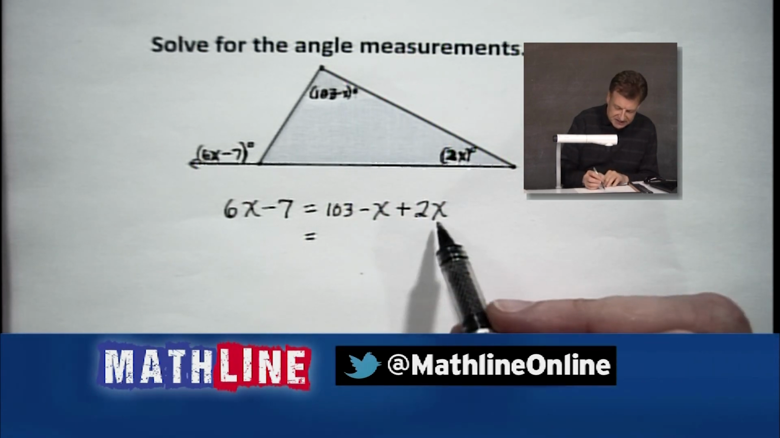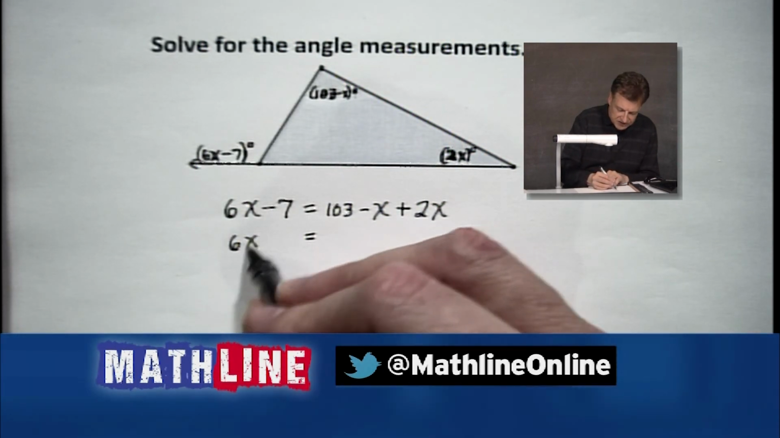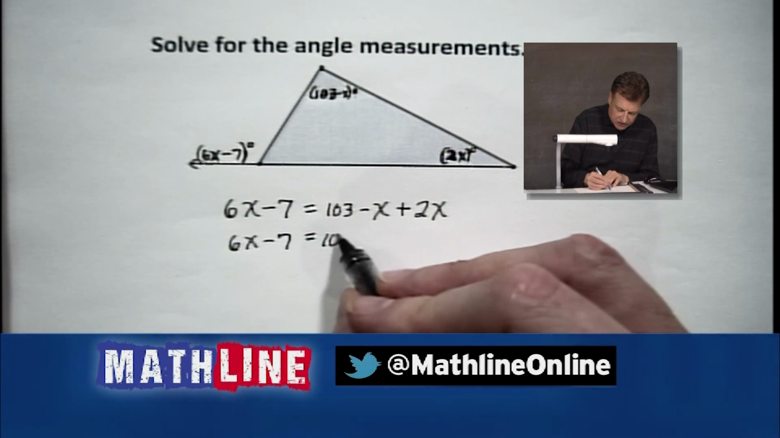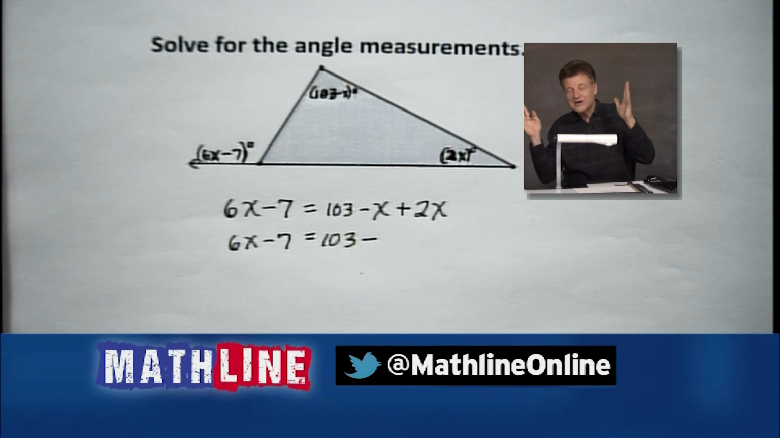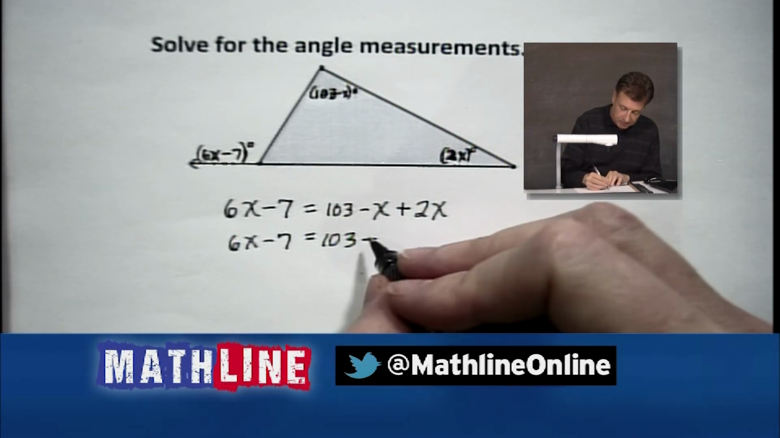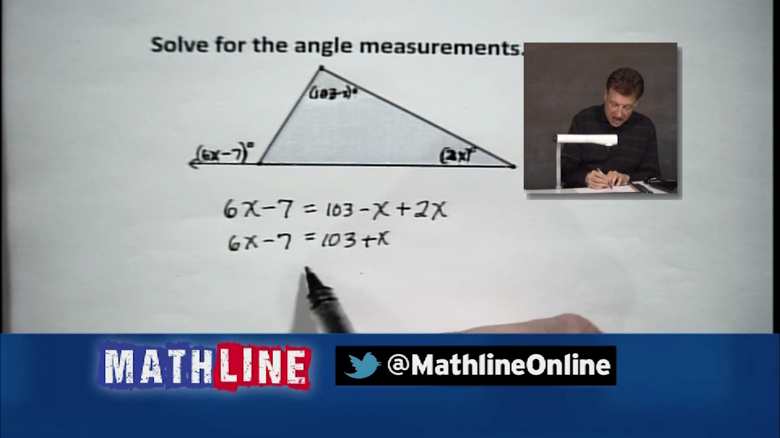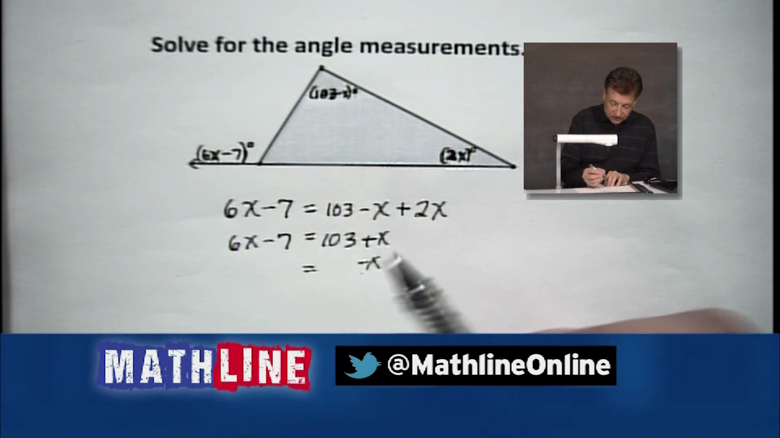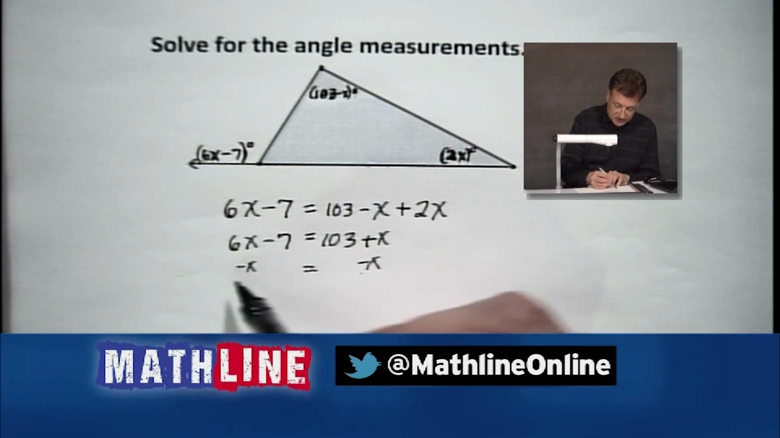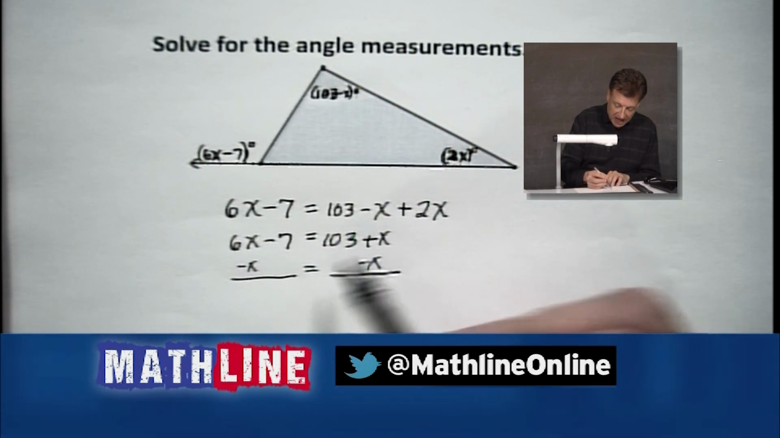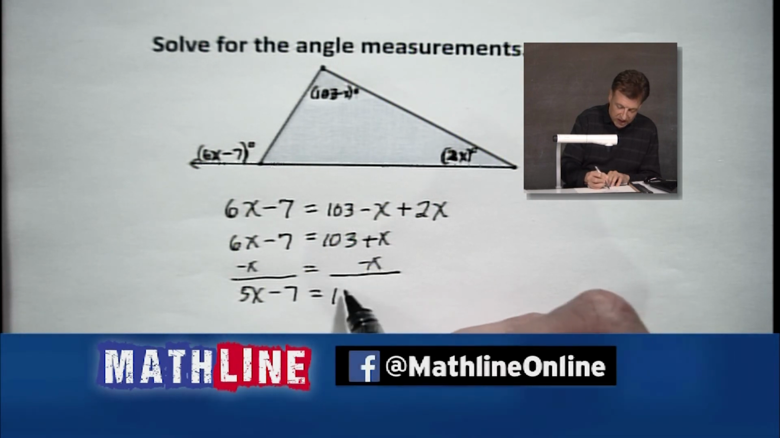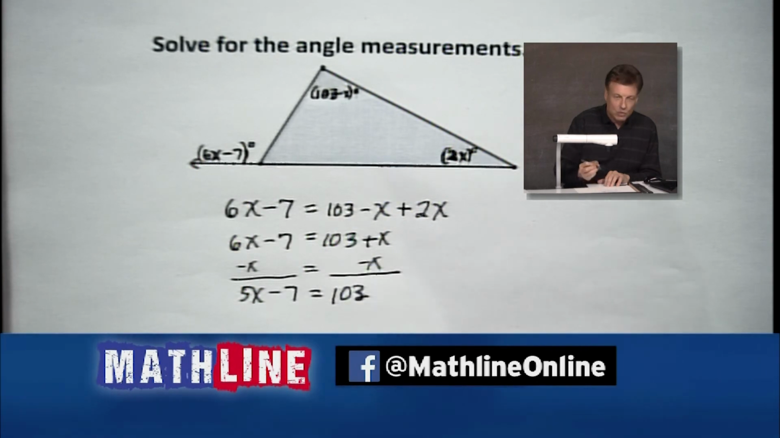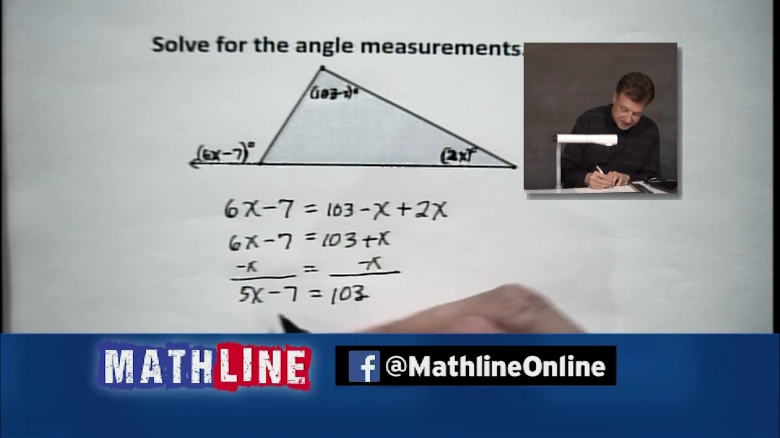So let's piece these things together. This looks pretty easy. We've got 6x minus 7 equaling 103, and we're going to put minus 1 plus 2. Those are the x's. They're like terms. So we've got a plus x going. Now let's move things around. Let's move that x here to this side. And my goodness, what have we got? We've got 5x minus 7 equaling 103. All right. Add the 7.